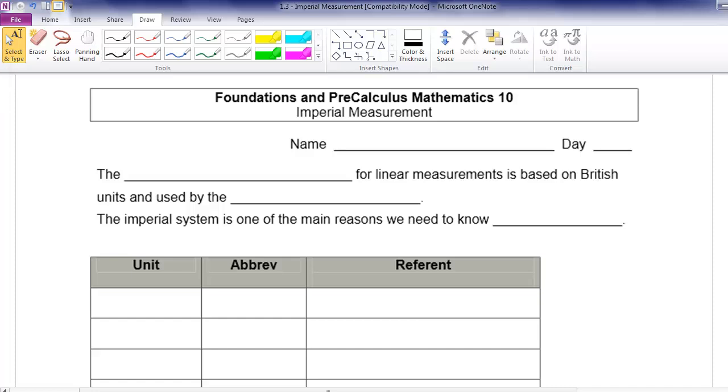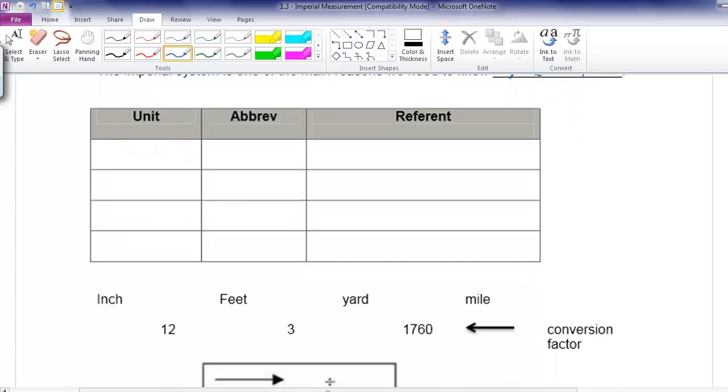The imperial system for linear measurement is based on British units and used by the United States. The imperial system is one of the main reasons we need to know those nasty fractions. Let's have a look at the unit and the abbreviation, and again, reference.